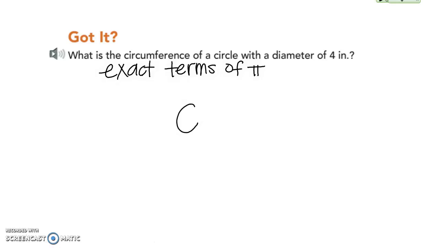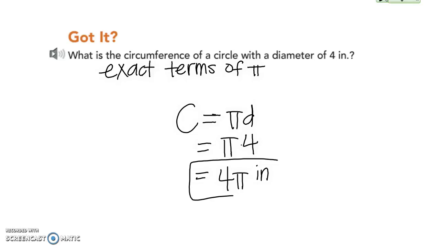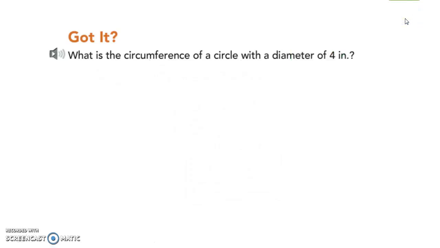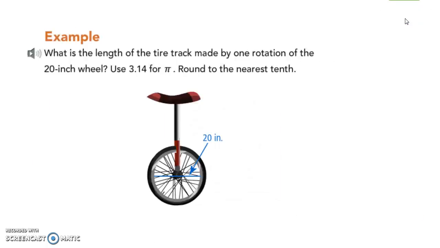Alright, so I'd write my circumference formula. And then I would just leave the pi symbol and plug in the diameter as 4. And then we always flip it around so that that little pi symbol comes last. So it would be 4 pi inches. Now, if they had told me to use 3.14 for pi, I would be multiplying the 4 times 3.14. But since the directions say exact in terms of pi, you just leave the little pi symbol there.